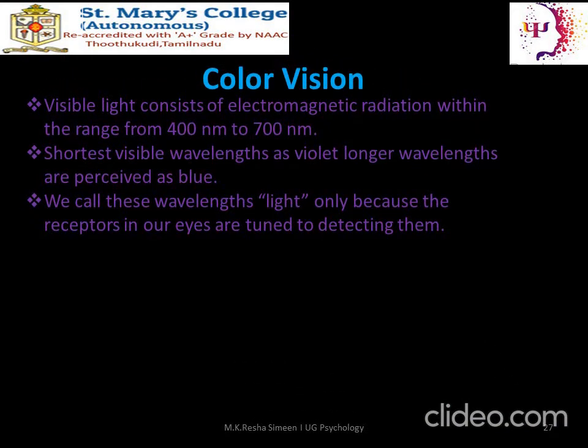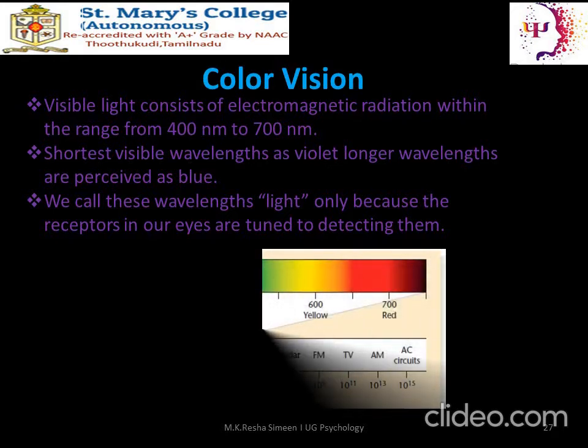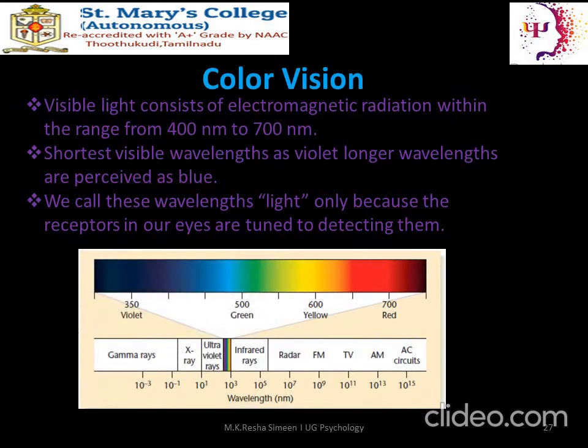Color vision. Visible light consists of electromagnetic radiation within the range from 400 nanometers to some 700 nanometers. The shortest visible wavelength is perceived as violet, and longer wavelengths are perceived as blue. We call these wavelengths light only because the receptors in our eyes are tuned to detecting them.